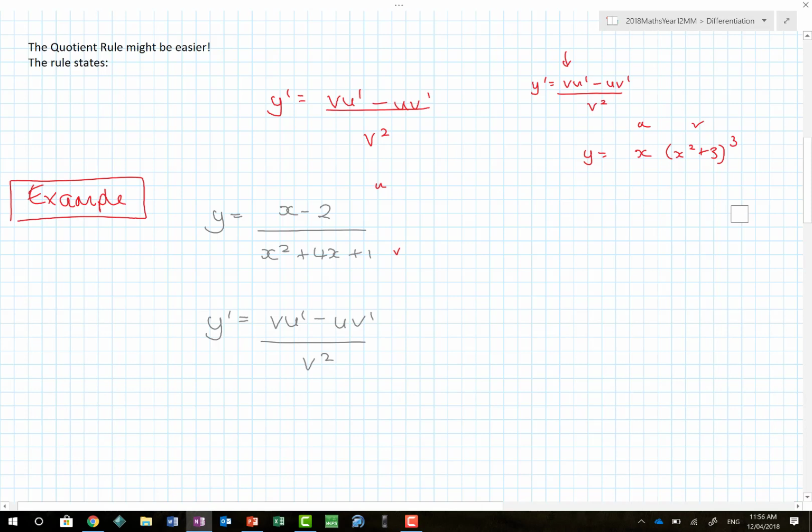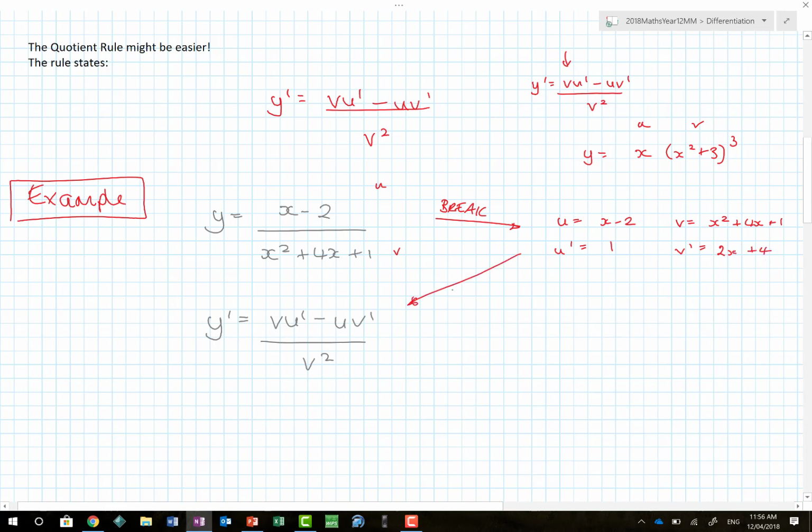Rubbing that out just to give me some space. So how does it work? Exactly the same way. I do a breakout. So I break out my working, and I say, well, okay, let u equal x minus 2. So u dash becomes equal to 1. We like that. v becomes equal to x squared plus 4x plus 1. So v dash becomes equal to 2x plus 4.